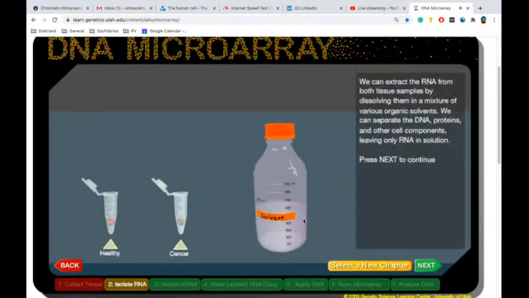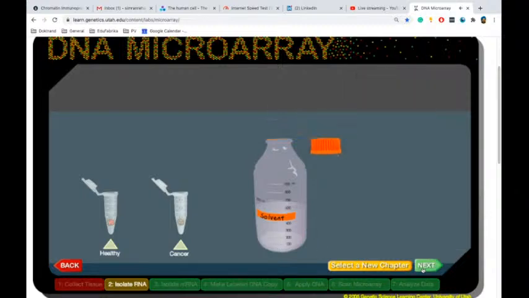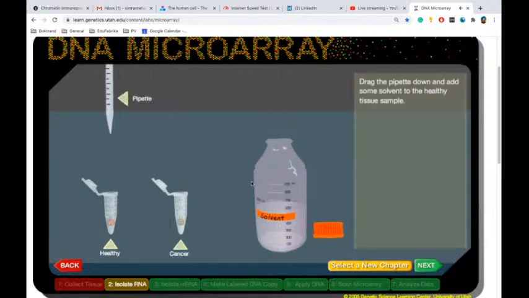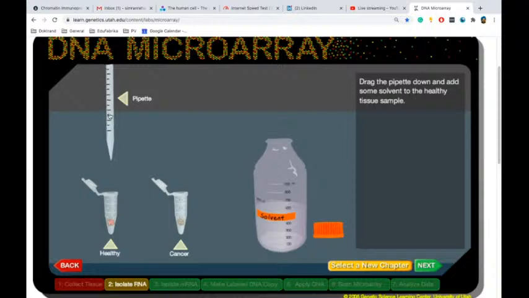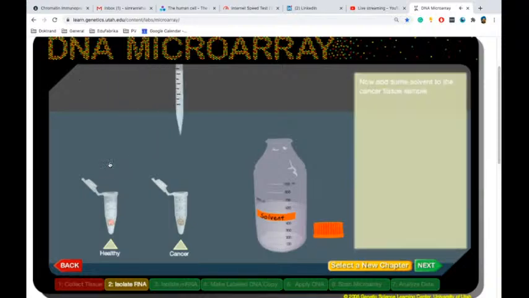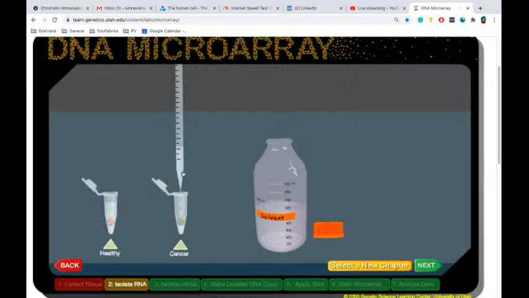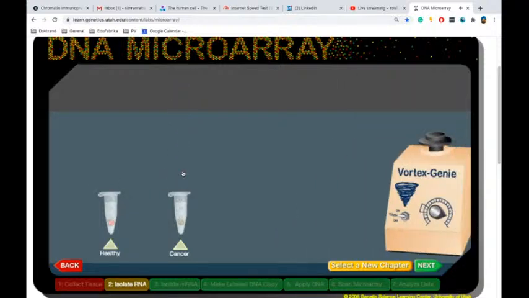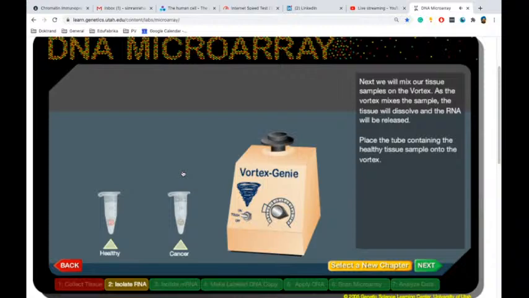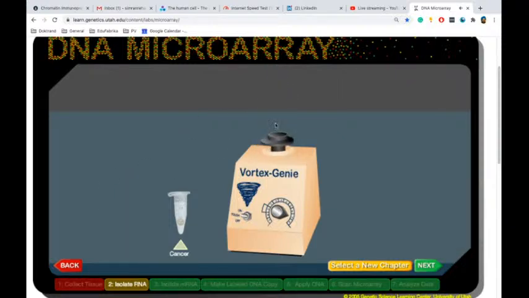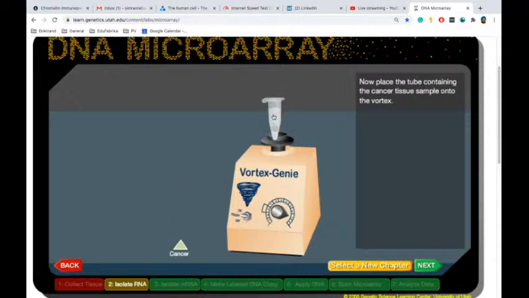And then we can extract RNA by using the solvent. We can separate the DNA, protein and other cell components, leaving only RNA in the solution. So we add some solvent to the healthy tissue and also to the cancer tissue sample. Then you vortex them so that the tissue gets mixed. Then you vortex the cancer tissue.